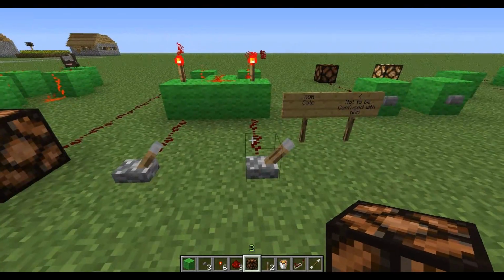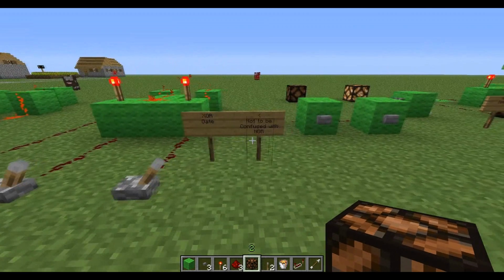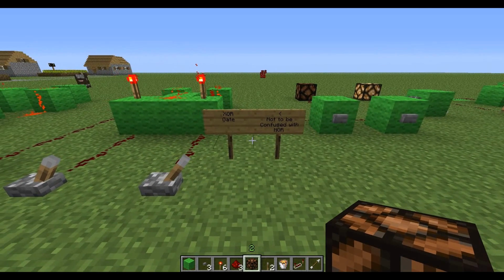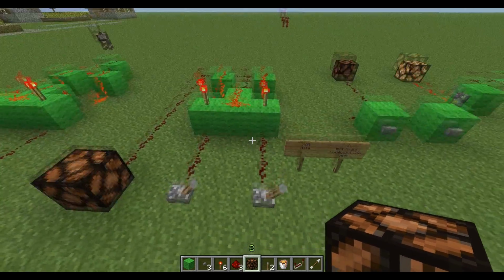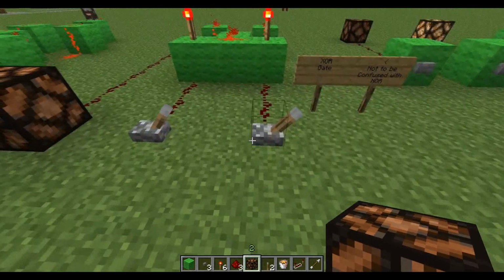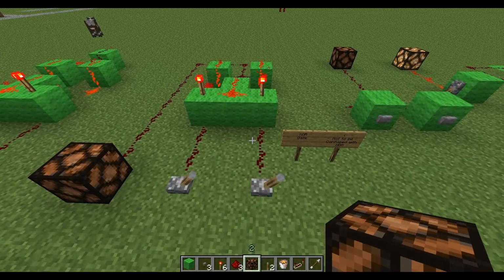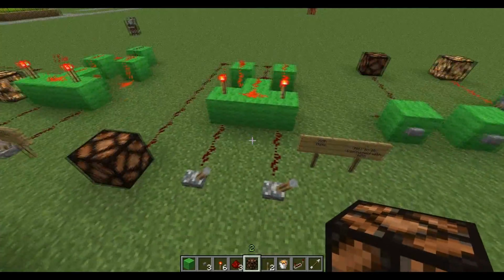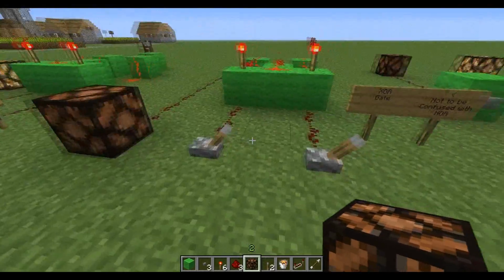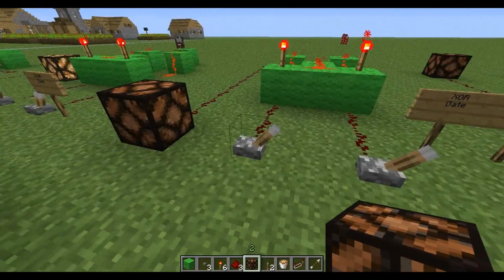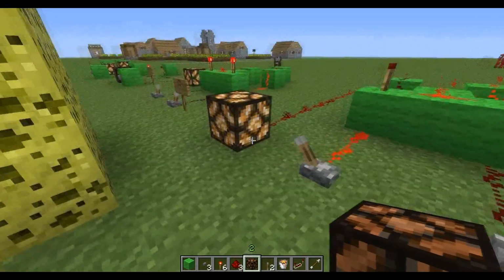This is an XOR, and I've got a note here, not to be confused with NOR. A NOR is a negative OR, so it's basically the other way around. An XOR is a special case OR gate. So we'll watch what it does and I'll explain it. At the moment, we'll just look at the input and output, and then we'll look at the redstone in a sec. One input is on, output is on.